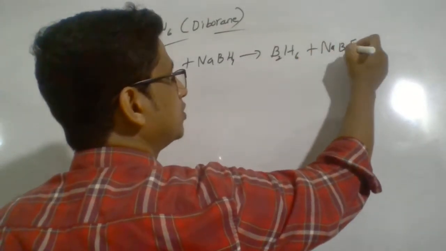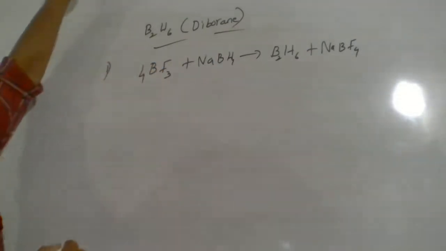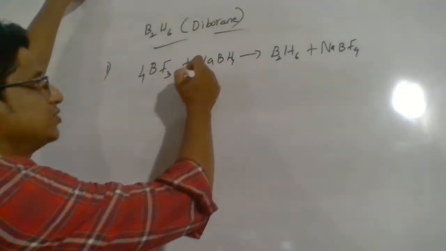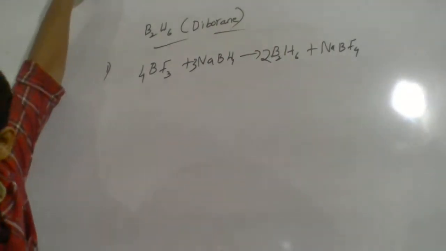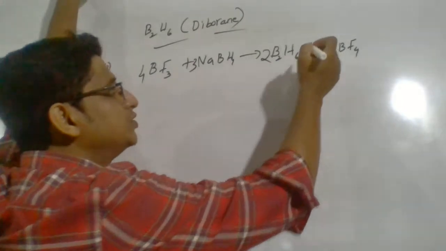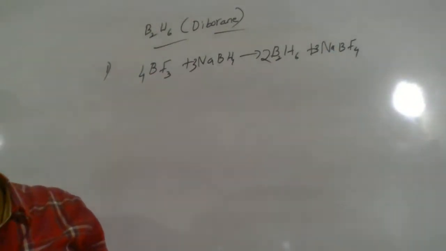NaBF4, sodium borofluoride. If you balance it, it will be 4 moles of BF3 reacting with 3 moles of sodium borohydride to form 2 moles of diborane and 3 moles of sodium borofluoride. So that's the first method of preparation, from boron fluoride.